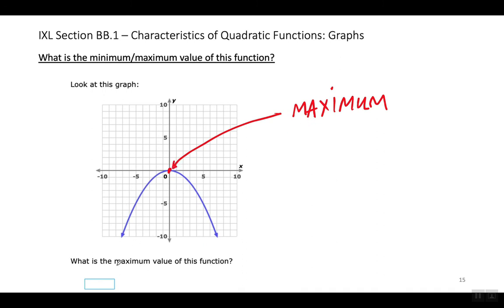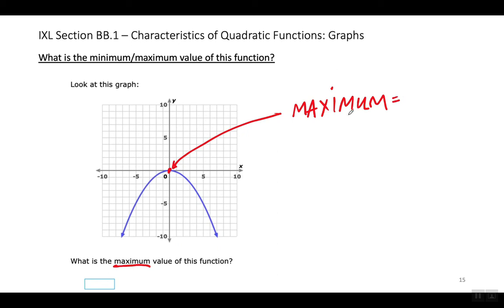That is why the question says, what is the maximum value? It does not say what is the minimum value, because that would be impossible to get. Okay, so the maximum value is always going to be the y-coordinate of the vertex.